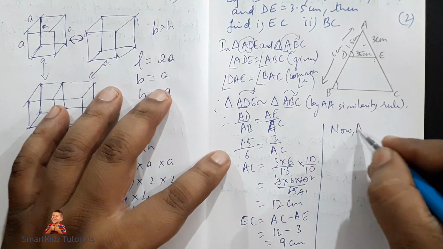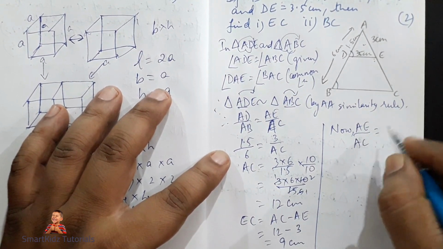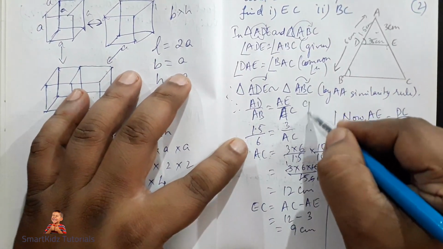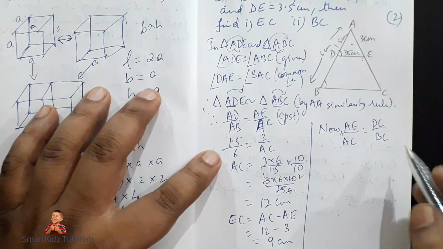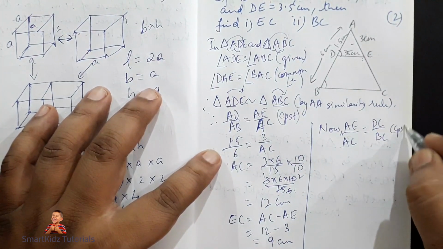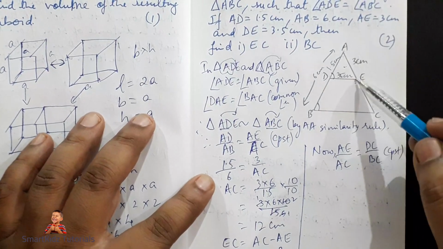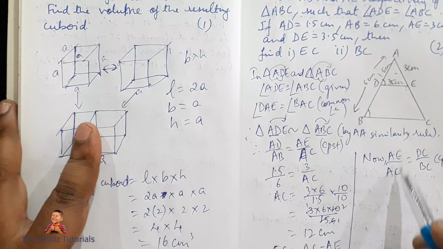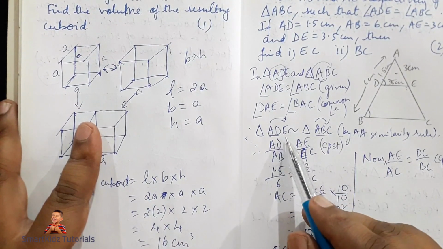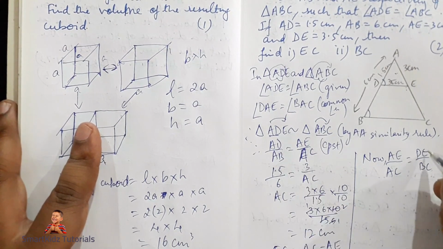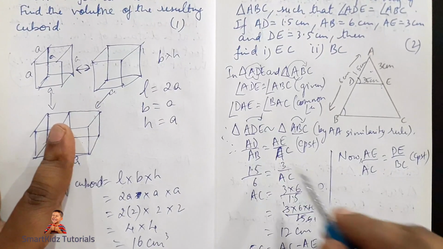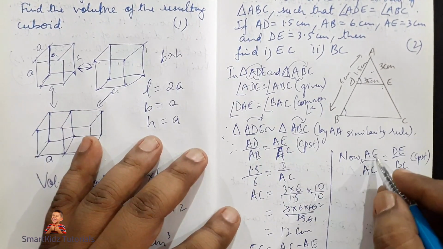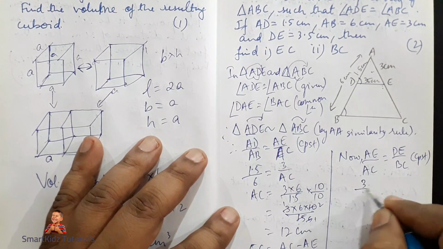We can say AE upon AC is equal to DE upon BC. Before that, to give the reason over here, this is CPST, corresponding parts of similar triangles. Similarly over here you can say CPST as well. What I've done is AE upon AC. So look at this here. AE upon AC is equal to DE upon BC. Okay.